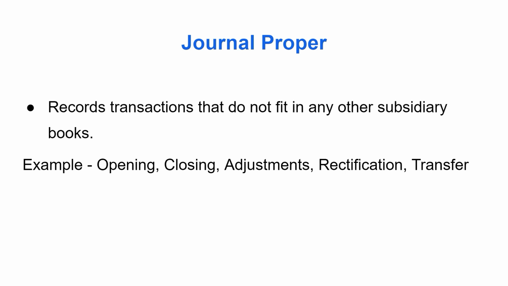And at the end of the accounting year, nominal accounts, expenses, and incomes are closed by transferring them to the profit and loss account. These are called closing entries. Adjustments made at the end of the accounting year for outstanding, prepaid, and accrued transactions are recorded in adjustment entries. Rectification is to correct errors recorded in accounting transactions. Transfer entries transfer balances from one account to another account. These all are recorded in journal proper.